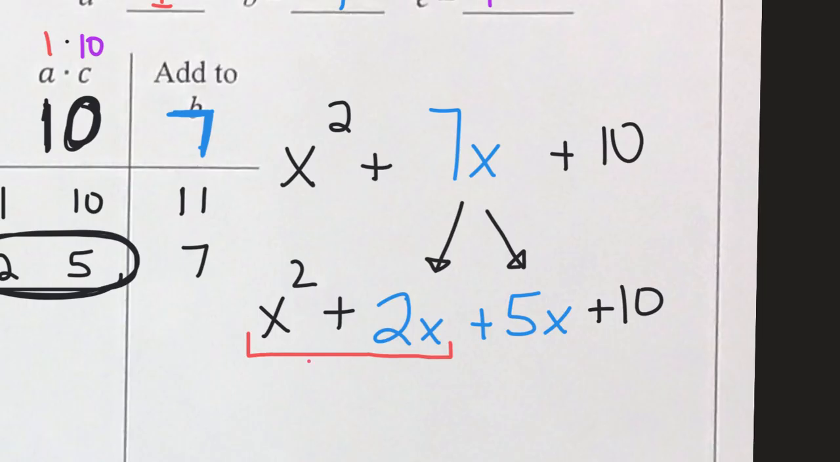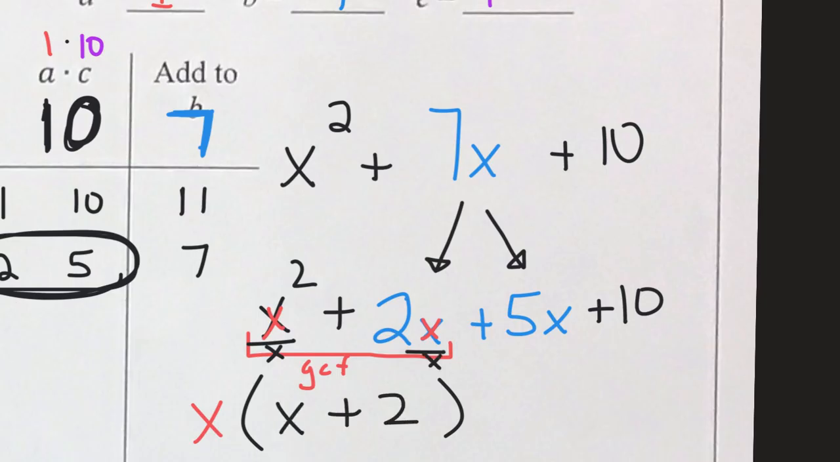So now that we have 4 terms, we think, what do these 2 terms have as a greatest common factor? What is the GCF between x squared and 2x? Hopefully you see that these both have an x in common. They both have a multiplier of x. So if we divide both of these by x, I get an x plus 2 as my leftover.